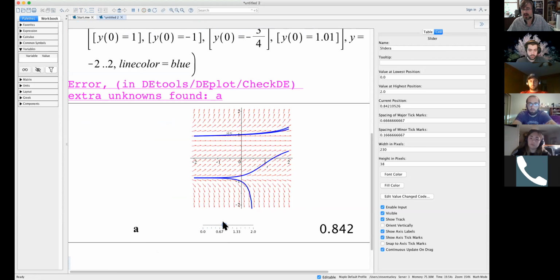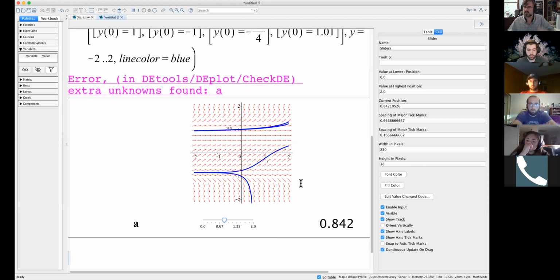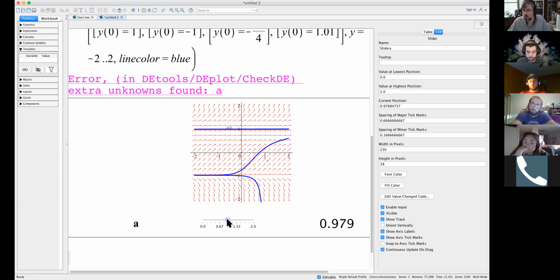So when my A value is 0.8, I get a solution curve, or a DEplot, that looks kind of like this. Interesting slope field. And as I get closer and closer to an A value of 1, it starts looking more and more like the thing that we saw before. And as soon as it goes beyond 1, it starts looking different again.